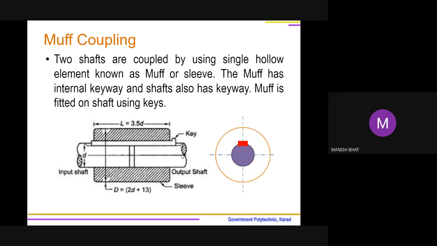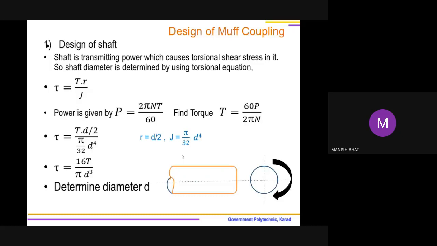So this is the muff coupling. We need to design this muff coupling. So we know shaft design, we know key design, and now we'll be designing the muff or sleeve here, one by one. Here we are considering that the muff is weightless and the shaft weight is not causing any bending. So the shaft is designed for purely torsional shear stress. See how we are in a position to design the shaft.